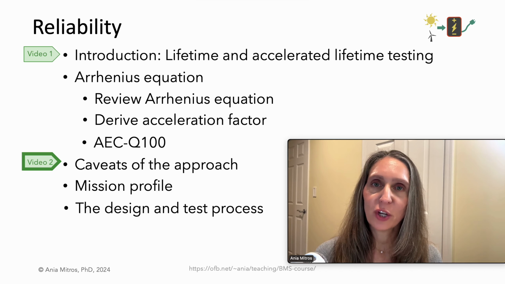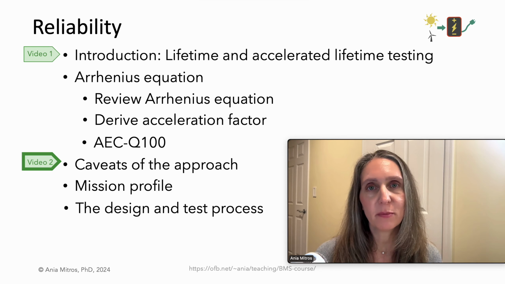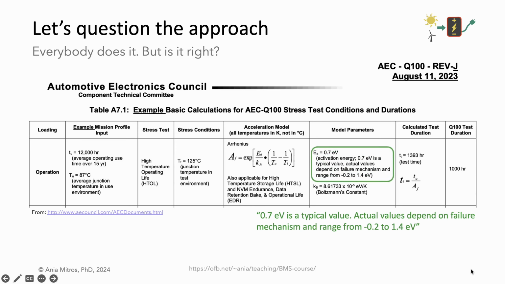This is video 2 in the lecture on reliability. Now that we understand the mainstream approach to accelerated lifetime testing, let's discuss some caveats. Let's look at that activation energy. The Automotive Electronics Council writes that 0.7 eV is a typical value. Actual values depend on failure mechanism and range from -2 to 1.4 eV.